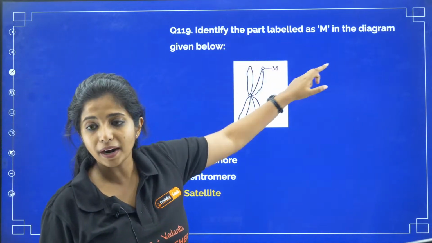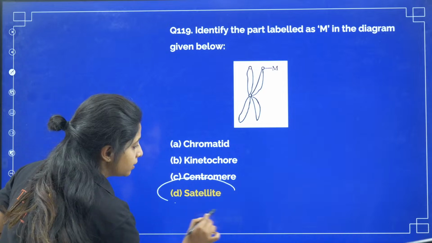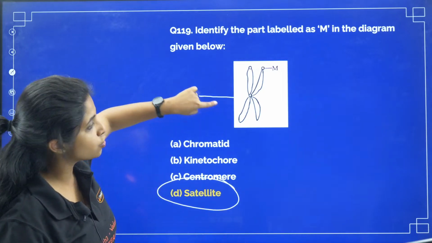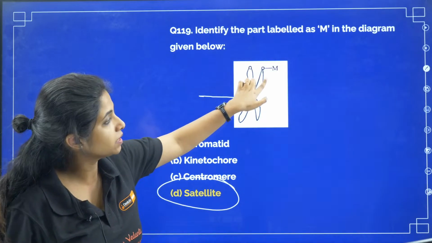Now identify the part labeled as M. So if this is a chromosome, at the top you see these portions. These are known as satellite. What do you call this? This is known as centromere. What do you call this? This is a chromatid. This is a sister chromatid.